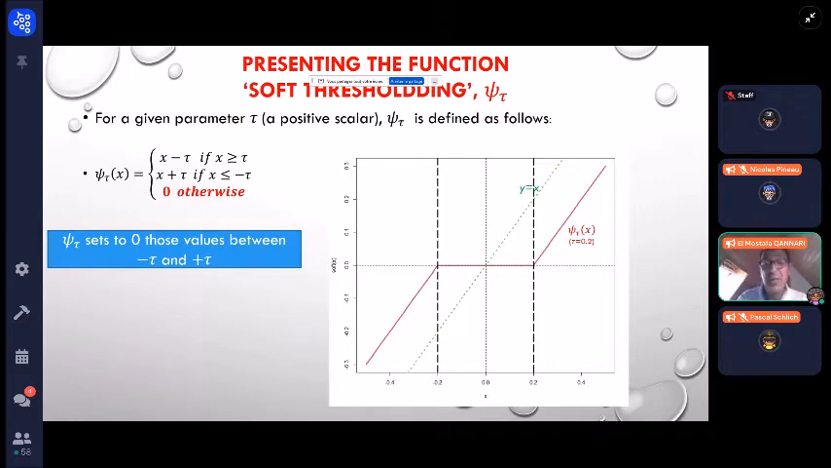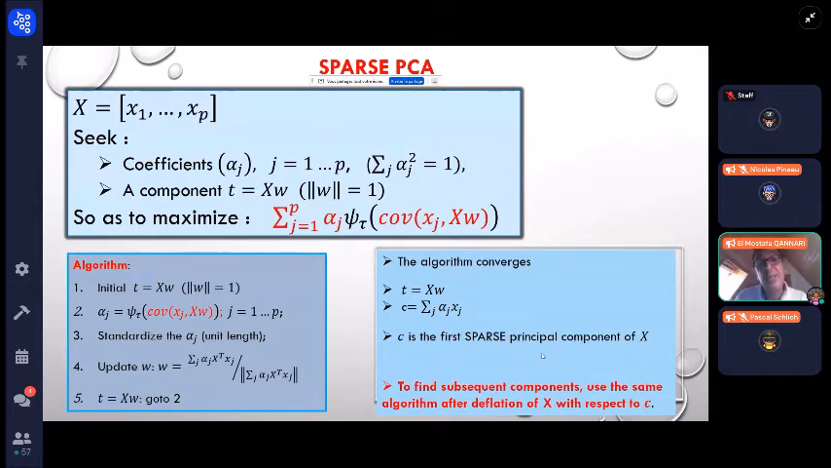And the criterion to define sparse PCA is very simple. You have exactly the same criterion, but instead of having the covariance between X_j and the target component, you have the same setting. I'm going to seek a coefficient alpha_j, which will be sparse in this case. And actually, I introduce the function psi, which will set to zero those covariances between X_j and T that are small, that are insignificant. And the algorithm is exactly the same as before, except that instead of having alpha_j equal to the covariance between X_j and T, you have alpha_j equal to psi of that covariance, which means that alpha_j will be equal to zero when the covariance between X_j and this target component is small. The algorithm converges.